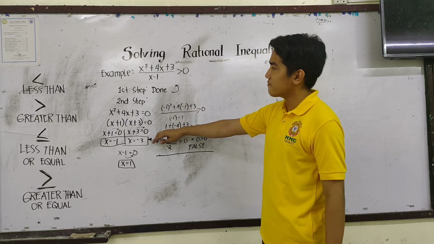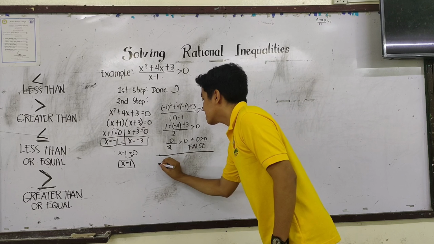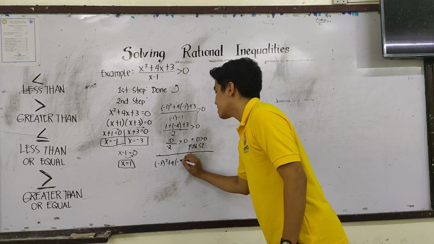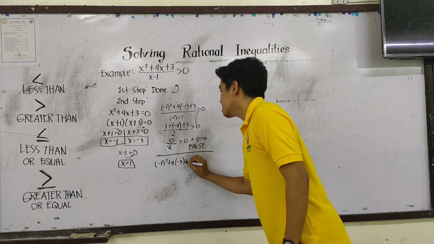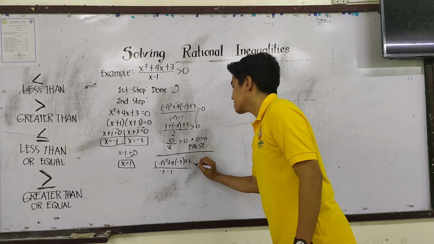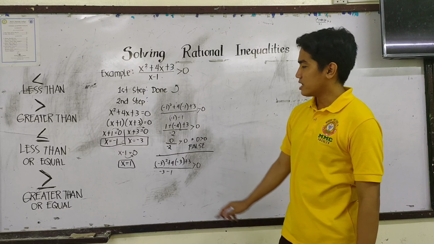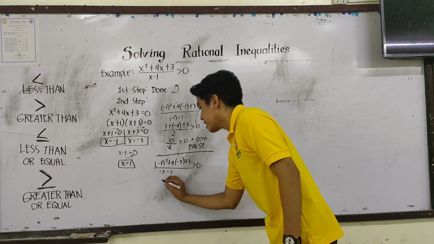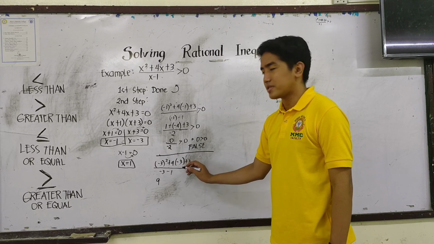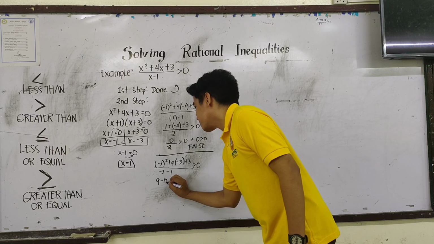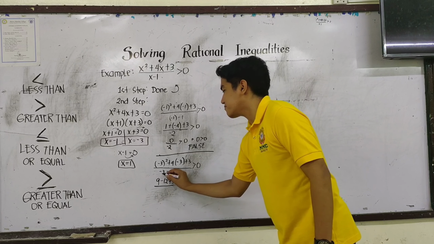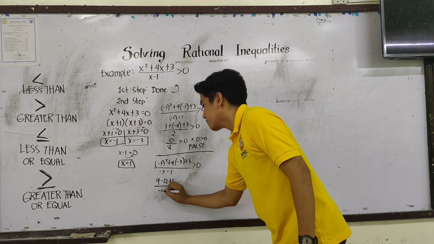So, again, substitute the negative 3 dun sa ating main equation. So, we have negative 3 squared plus 4 multiplied by negative 3 plus 3 all over negative 3 minus 1 is greater than 0. So, negative 3 squared is equal to 9. And 4 multiplied by negative 3 is equal to negative 12. Plus 3. All over negative 3 minus 1, which is equal to negative 4.